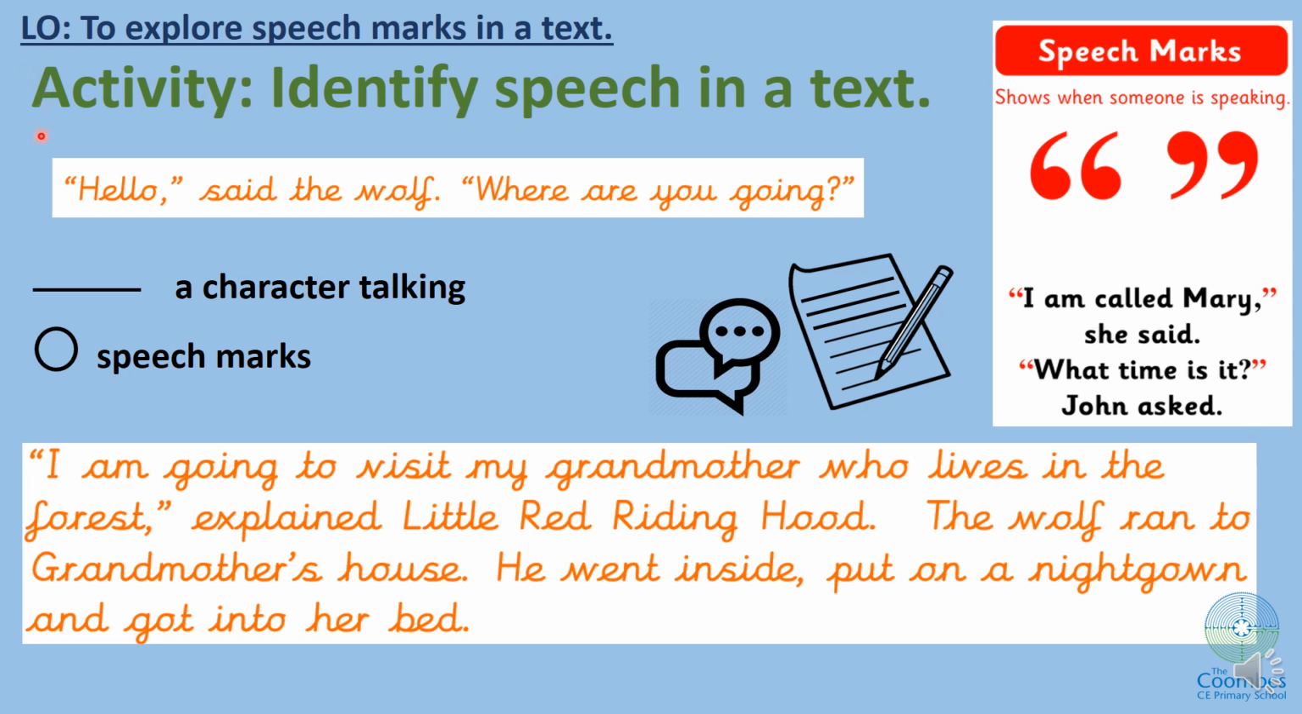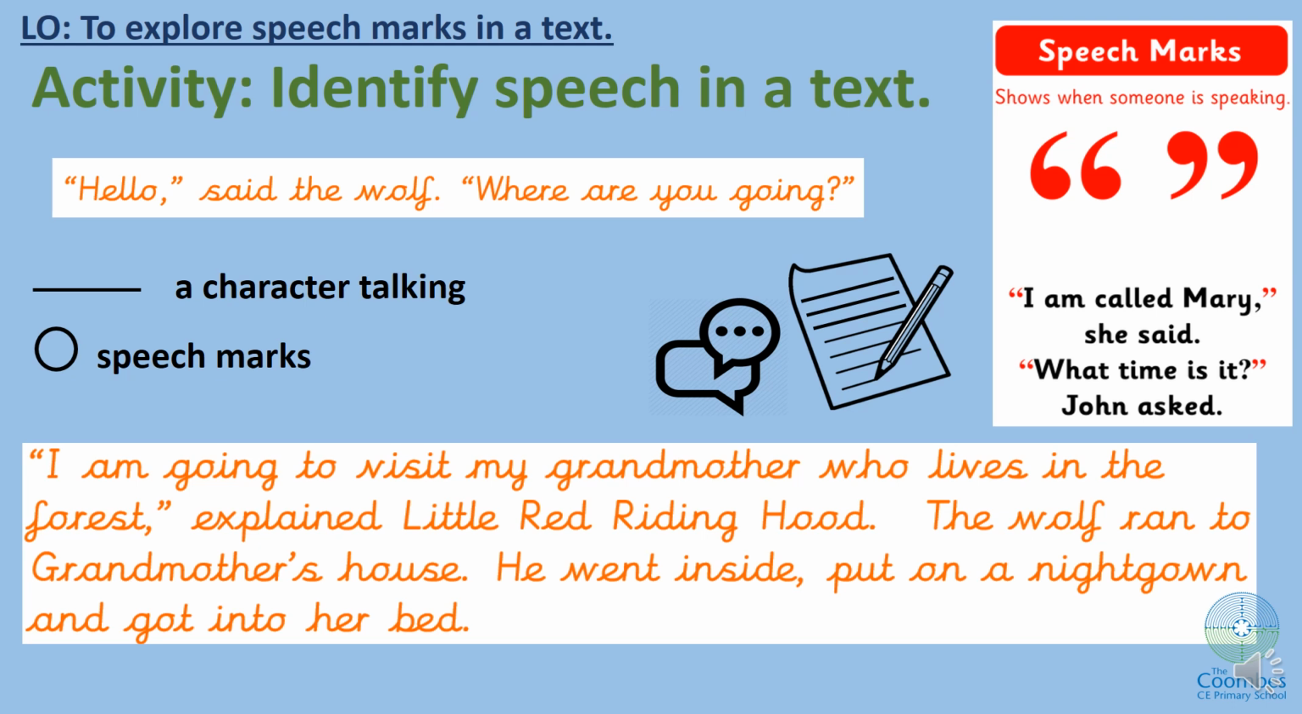So your activity is that you're going to be looking at the waggle and showing where the speech marks are. You might have already identified where a character is talking when I was going through the waggle earlier. What we're going to do is use a line to show where the character is talking and then a circle to show where the speech marks are.